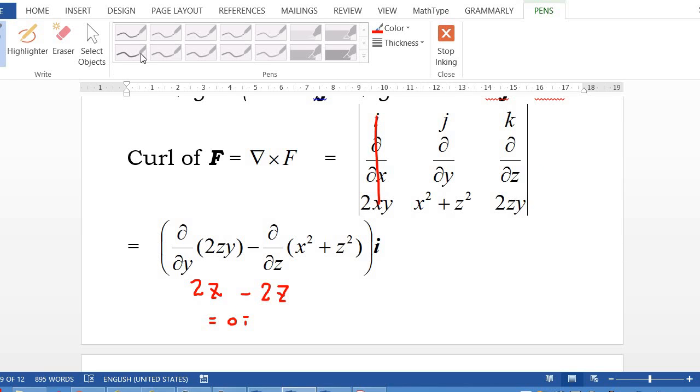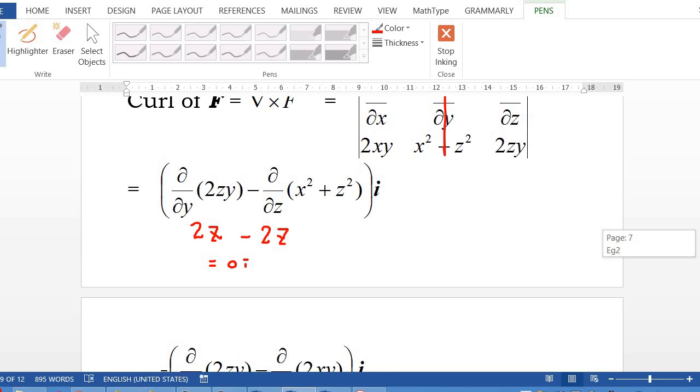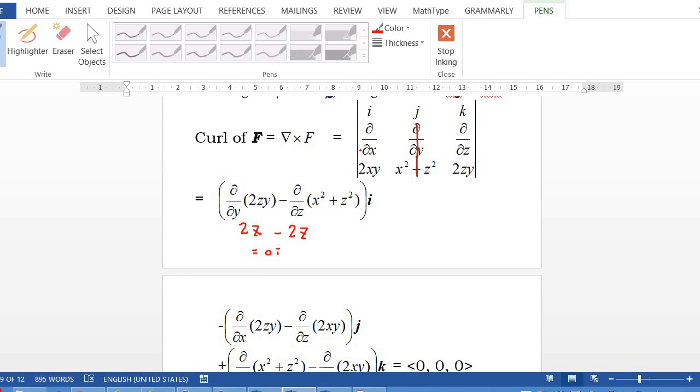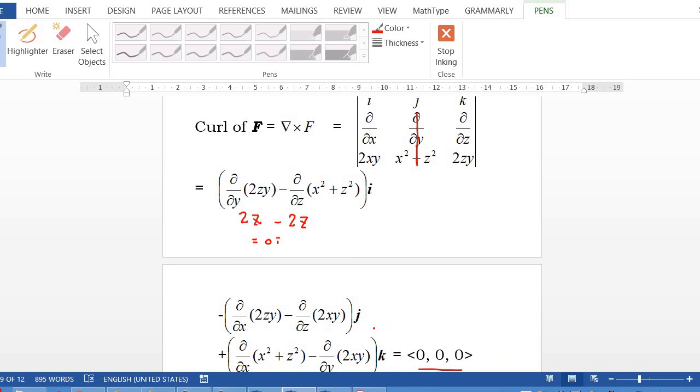Then for component j, remember, it is negative, since i cross k is negative. So you have del/dx of 2zy minus del/dz of 2xy. When you take del/dx, z and y are constant, that's why you have 0. When you take del/dz, x and y are constant, so 0. So minus 0 minus 0, component j is 0j.